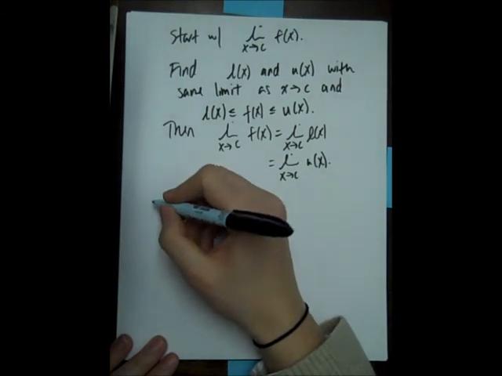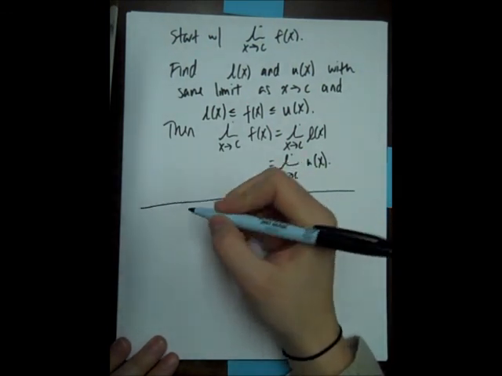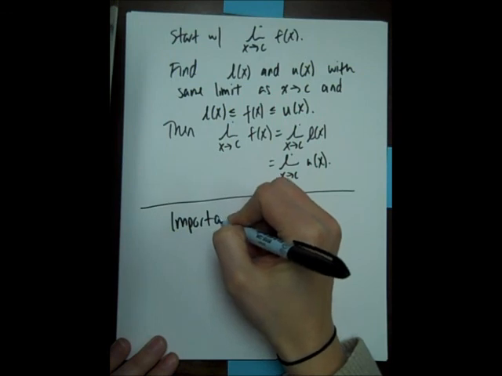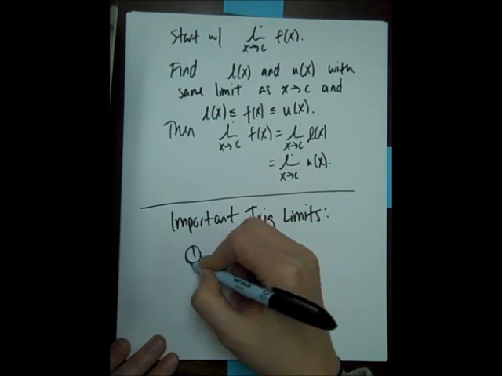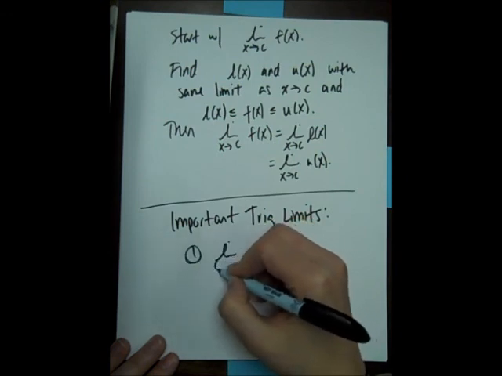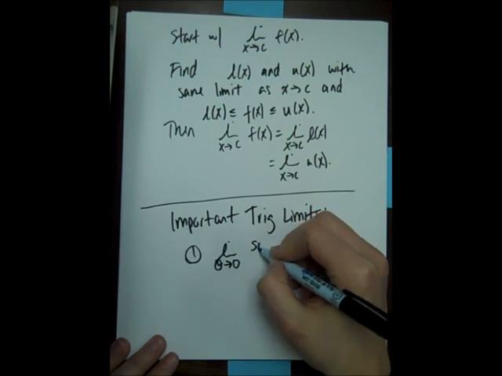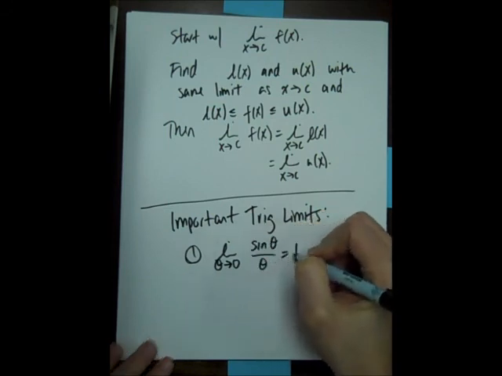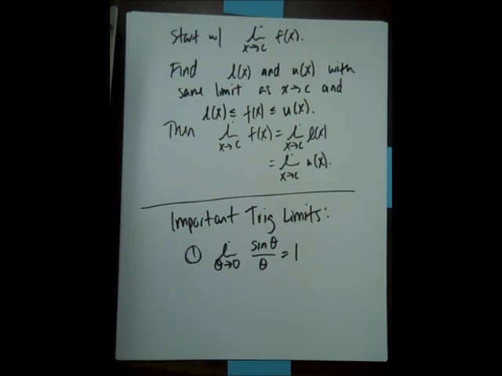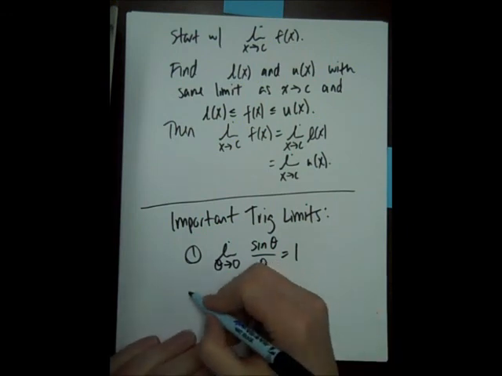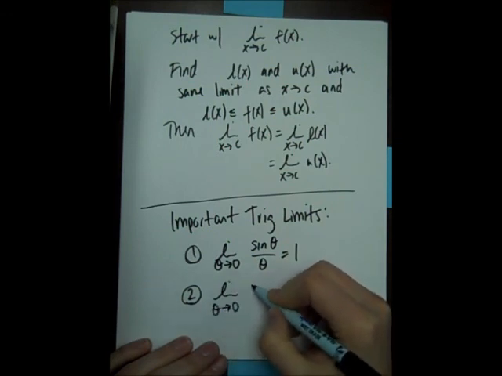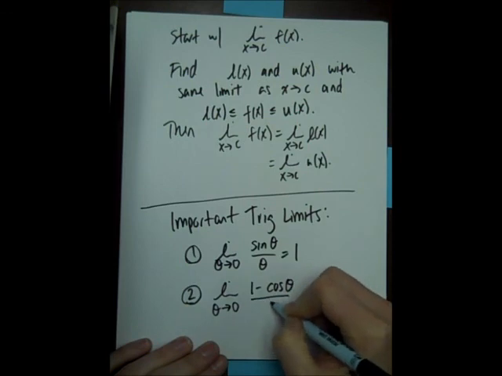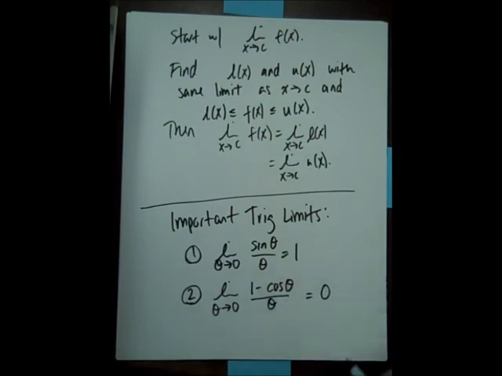Before we do some examples, there are two important trig limits that we're going to use. The first one is that the limit as theta approaches 0 of sine theta over theta is 1. Our second one is that the limit as theta approaches 0 of 1 minus cosine theta over theta is 0. So these are the two important trig limits that we're going to use.